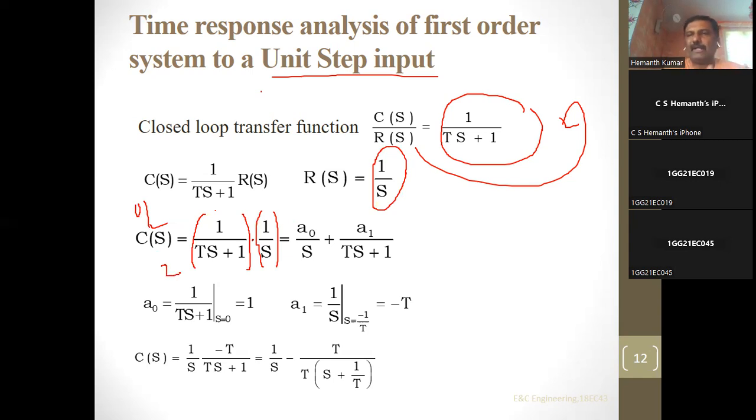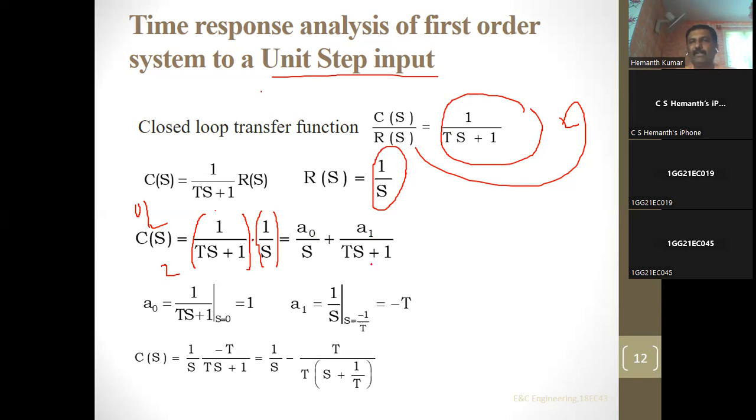Condition satisfied. To apply the partial fraction approach, what condition must be satisfied? The order of the numerator should be less than the order of the denominator. That has been satisfied. The order of the numerator is 0 and the order of the denominator is 2.